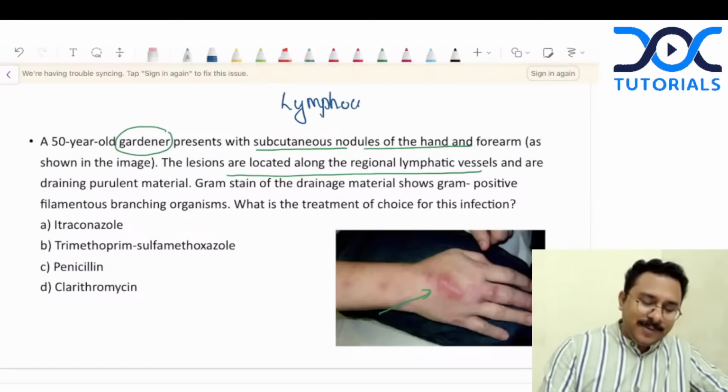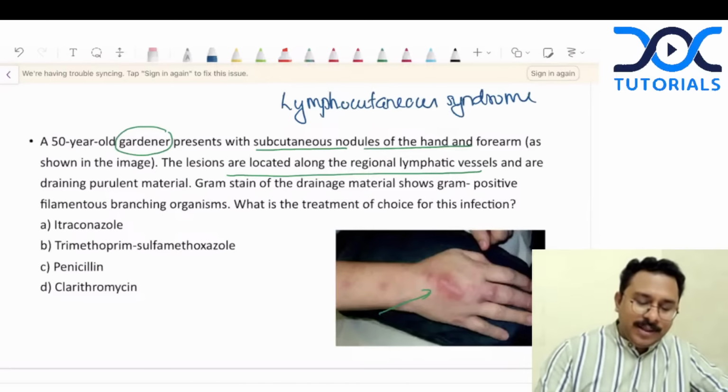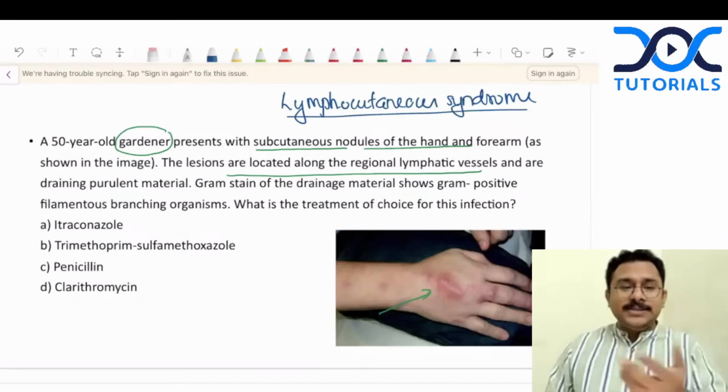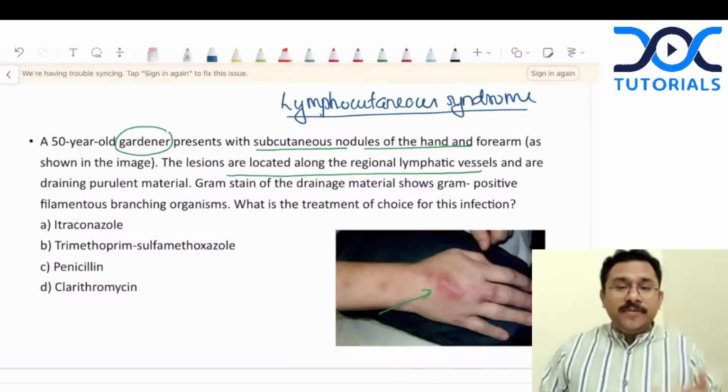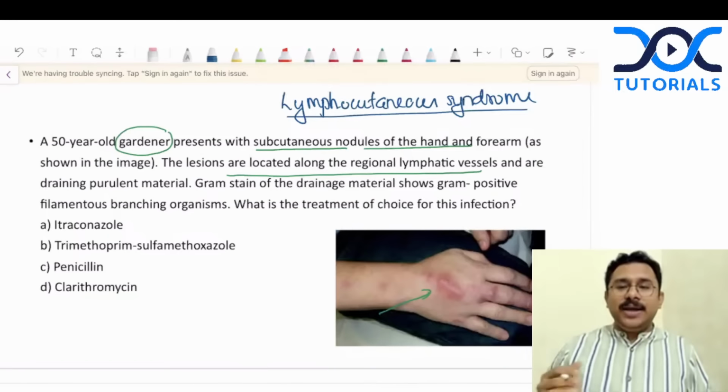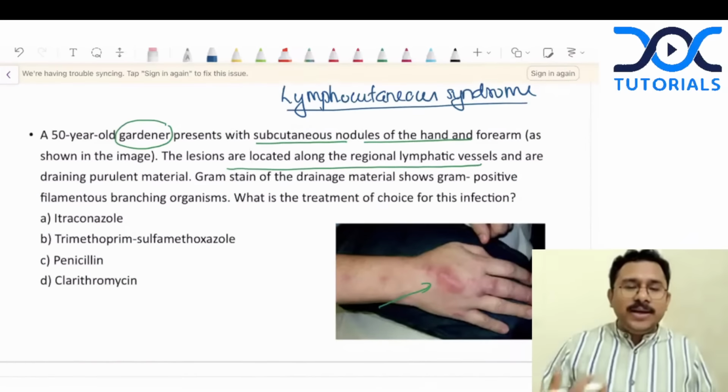This is a lymphocutaneous syndrome that we are dealing with. And which lymphocutaneous syndrome? Tell me some organisms associated with lymphocutaneous syndromes.